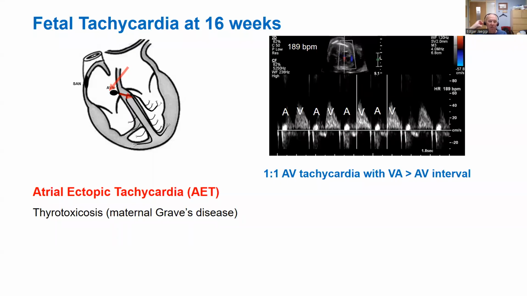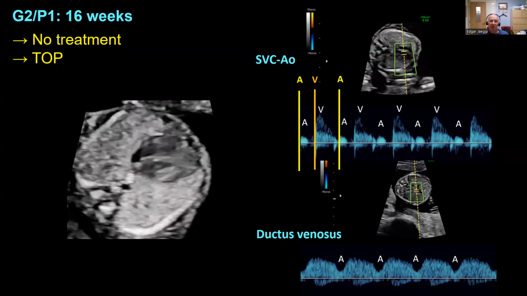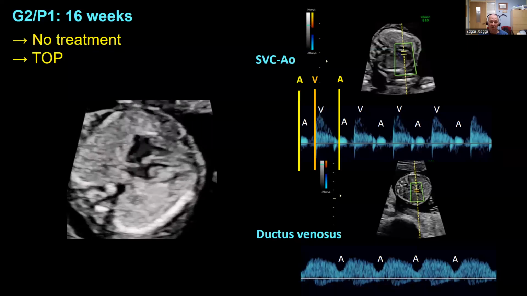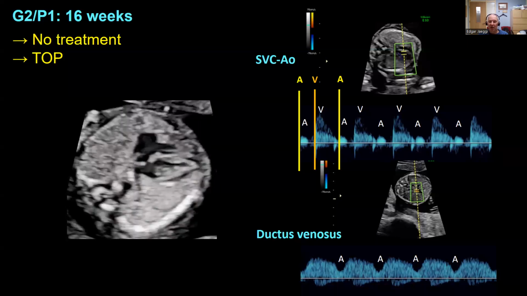Now, if a fetus shows up at 16 weeks of gestation with fetal tachycardia, the usual mechanism is atrial ectopic tachycardia. Reentrant tachycardia is unlikely because the heart is simply too small to allow the reentry. Thyrotoxicosis is a rare abnormality that can lead to sinus tachycardia. It's usually due to maternal Graves' disease, and it would look exactly the same as atrial ectopic tachycardia. Now, in this particular patient, no treatment was started because of the nuchal translucency of the cystic hygroma, and the family terminated pregnancy due to suspected fetal abnormalities.